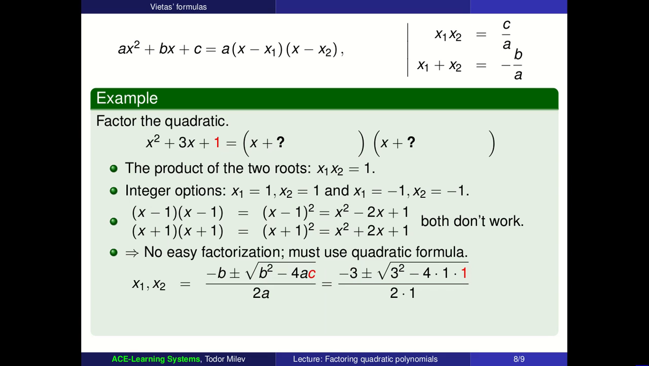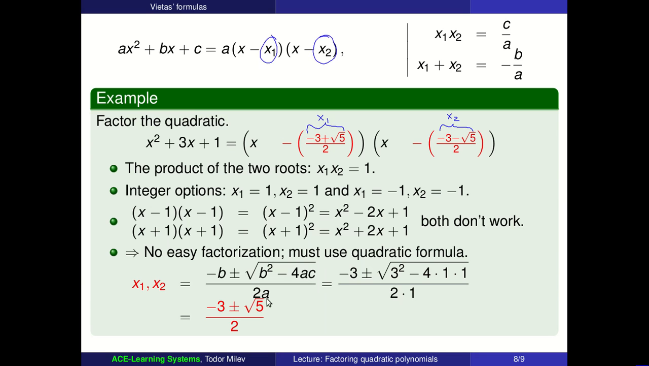Alright, so now let's compute. 3 squared is 9. 4 times 1 times 1 is 4. 9 minus 4 is 5. So we get minus 3 plus or minus radical of 5. That's it. We cannot simplify that expression any further. 5 is a prime number, so radical of 5 can't really be simplified. So that's it. We found our numbers x1 and x2. There they are. So this is my x1. And this here is my x2. So I took those numbers from here, x1 and x2. Here are my two solutions.